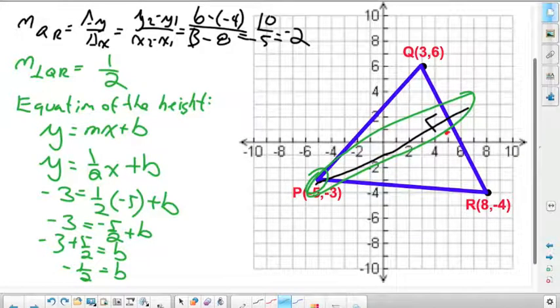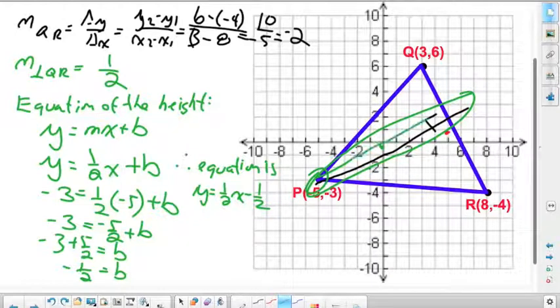Okay. So therefore the equation is y equals 1/2 x minus 1/2. In other words, the y-intercept would have been somewhere around here, and if I draw a straight line, that would be the height. So I was off a little bit. But at least now that I calculate it, I can see we're close. Problem is, we don't know this point here. We need that point so we can calculate the length of the height. So that's what we're stepping towards.